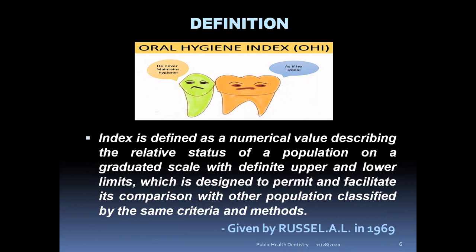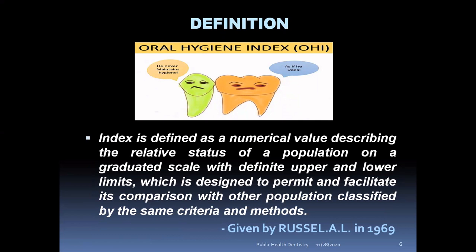In 1969. So the index, as I told you before also, in a very layman term, is nothing but, if you're talking about any dental disease, whether it is dental caries, gingivitis, periodontitis, dental fluorosis, any dental disease, we can describe that disease in terms of numbers. So that is basically the very layman meaning of the indices.